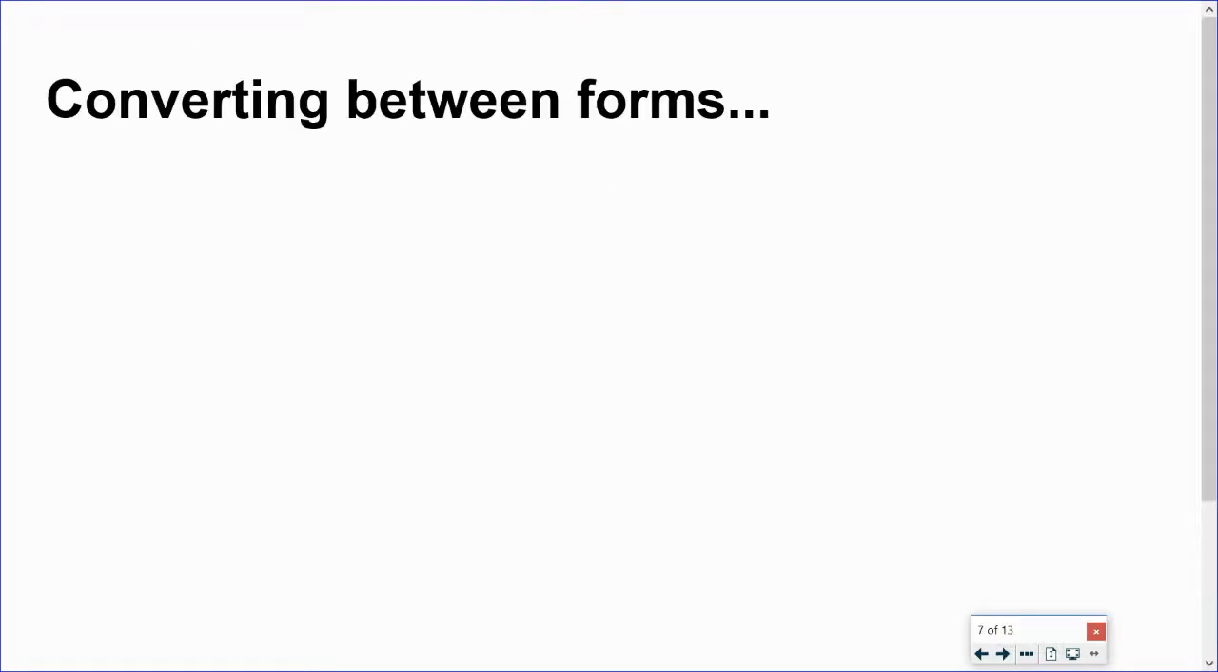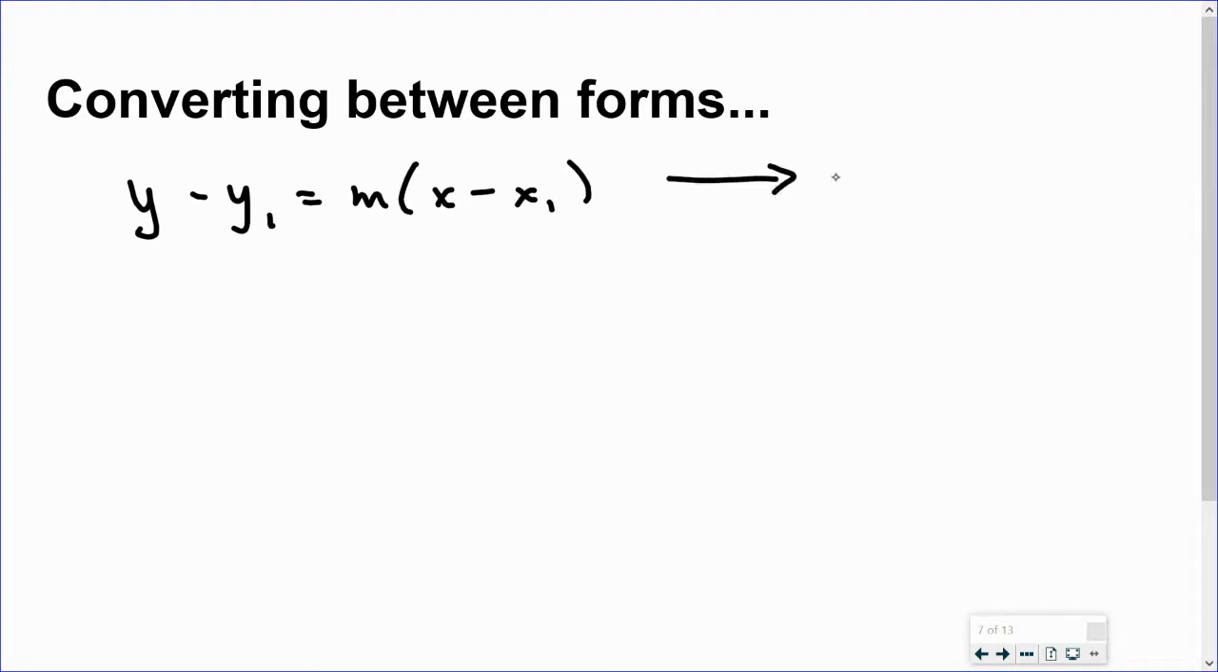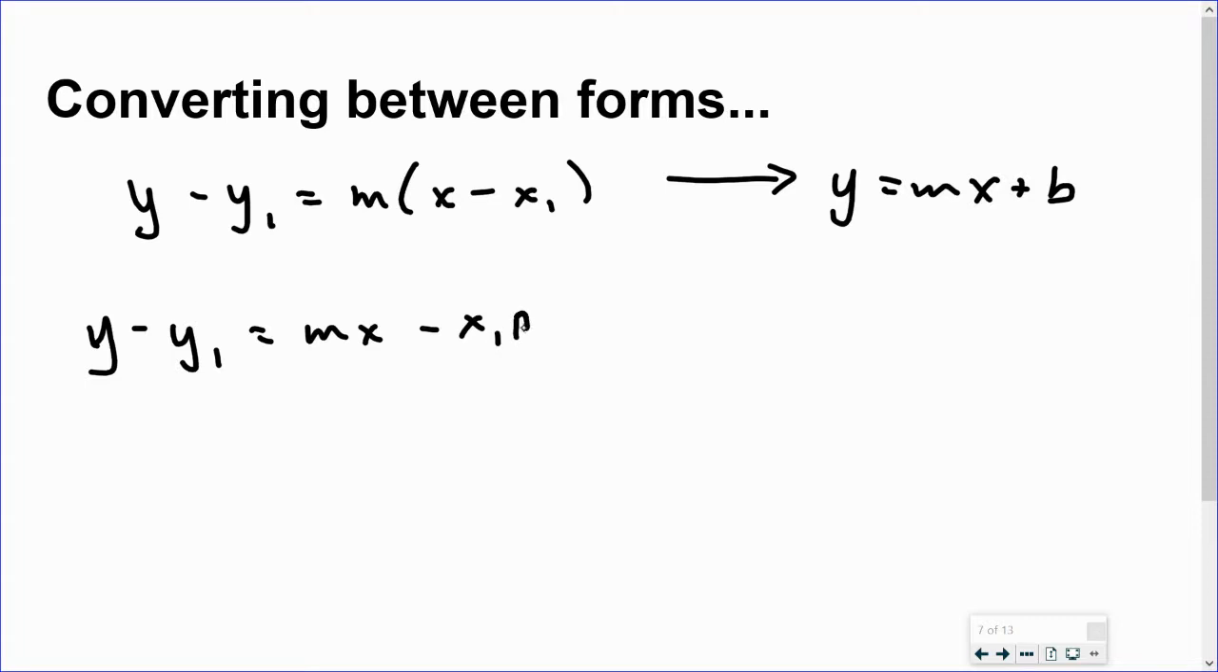Now, to go from point slope form to slope intercept form. Most times the conversion is always to slope intercept form. Well, for this one, I would get rid of the parentheses, and then I'd add the y1.